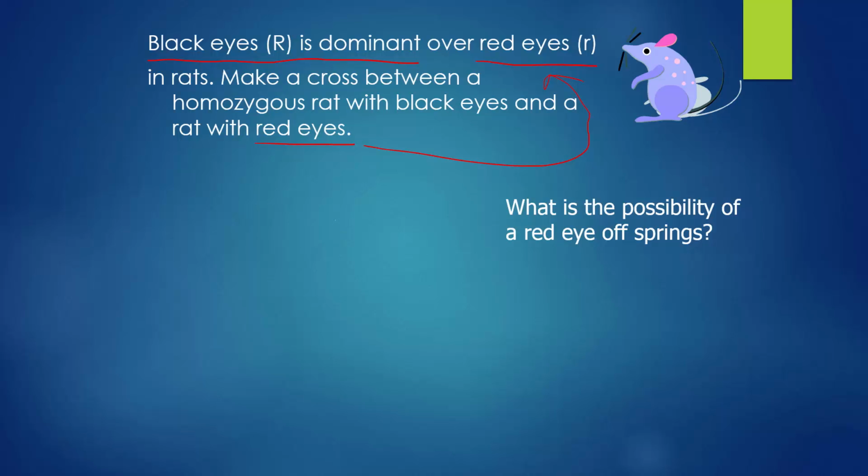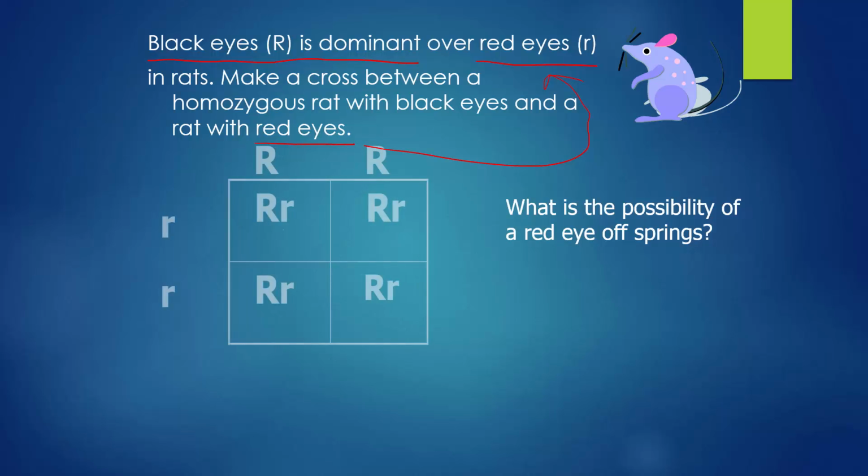So go ahead again, pause the video, see what happens, try your best, cross this homozygous black eye with a homozygous red eye, and then we'll see if you got it right or not. Pause now. No, seriously, pause now. Don't just sit there and watch it and wait. Okay, I'm assuming now that you listened to me, hopefully, and paused the video.